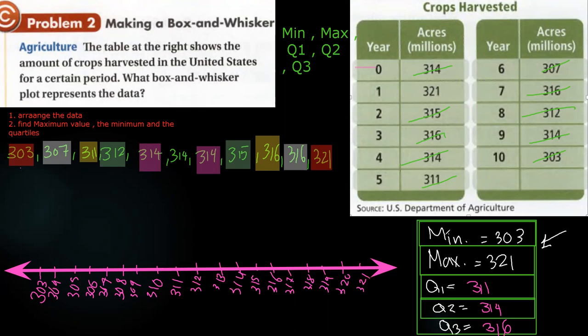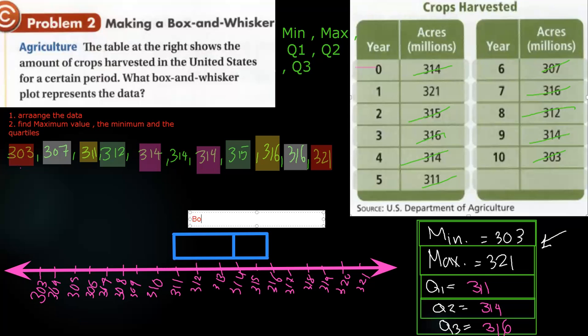Okay, first step, let's draw Q1. Where is Q1? It's at 311. Is it right? Yes, miss. So I will go up to 311 and draw a line like this. At Q2, 314, I will draw a line like this. And Q3 at 316. Then I will draw my box, because my box starts from Q1 up to Q3. This is the box.